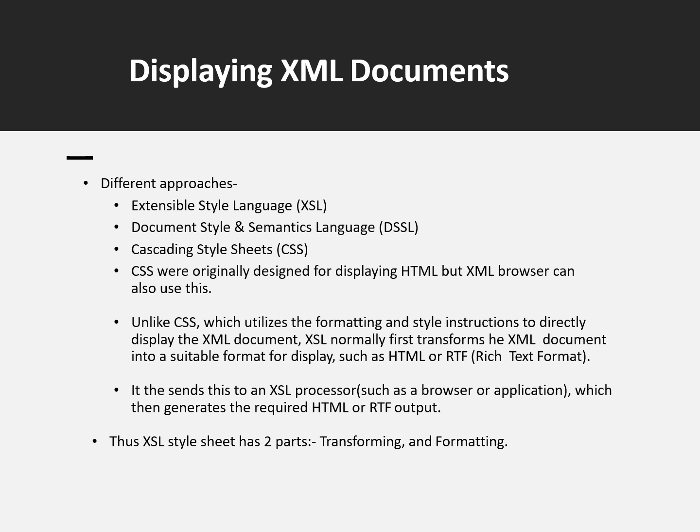Unlike CSS, which utilizes formatting and style instructions to directly display the XML document, XSL normally first transforms the XML document into a suitable format for display, such as HTML or RTF, rich text format. It sends this to an XSL processor, such as a browser or application, which then generates the required HTML or RTF output. Thus, an XSL style sheet has two parts: transforming and formatting.